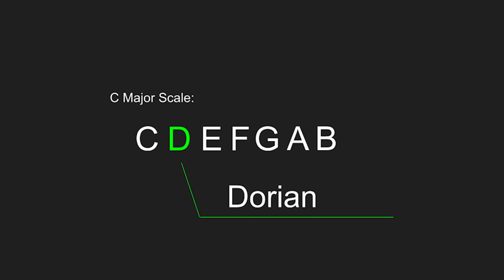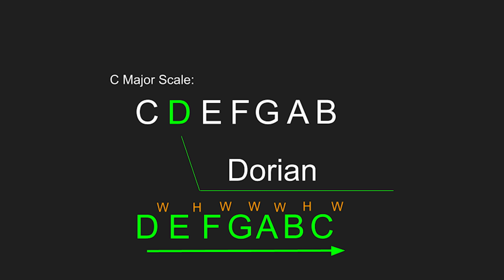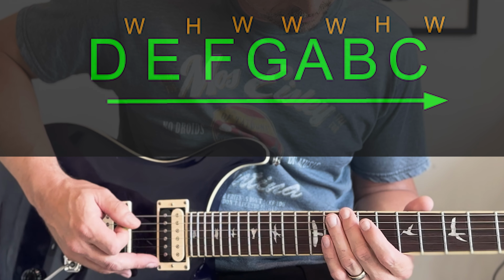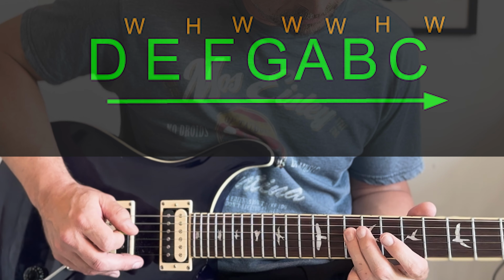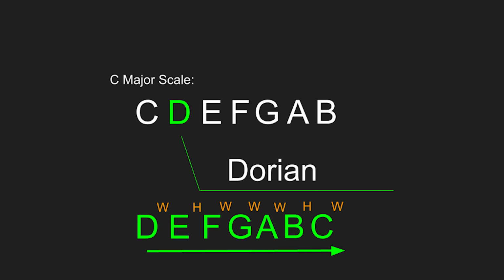Moving on to the second mode of the major scale, Dorian. Now you can see we simply start with D and move up alphabetically, starting over after G again and working our way up until we get 7 notes ending at C. This is the Dorian scale.